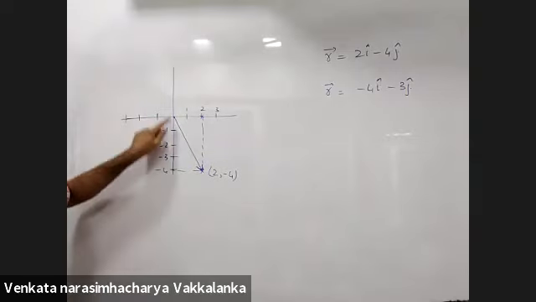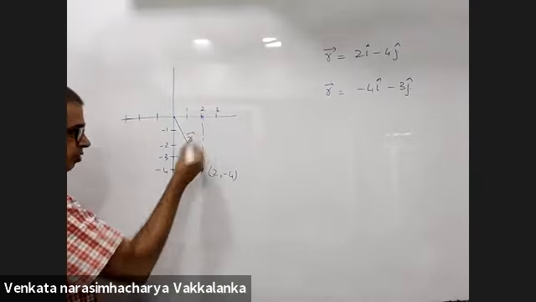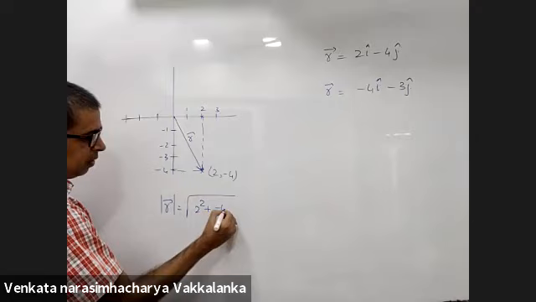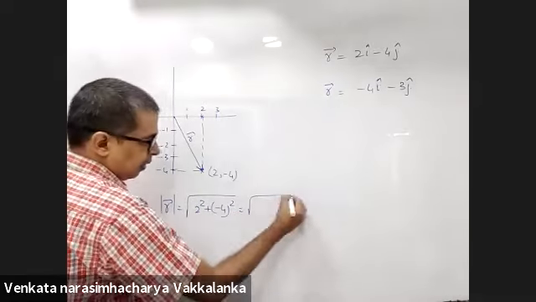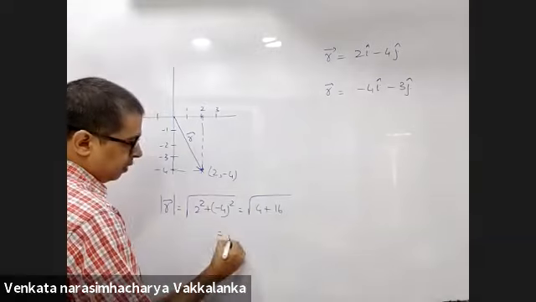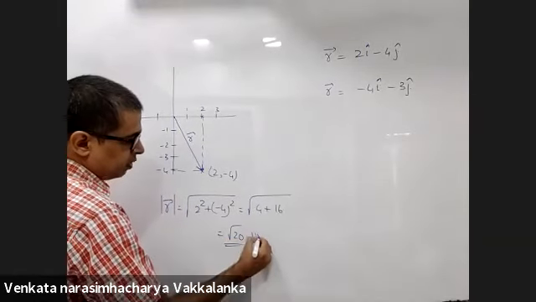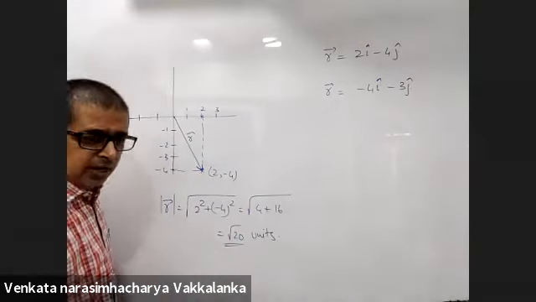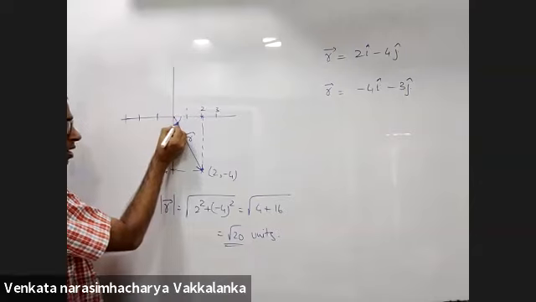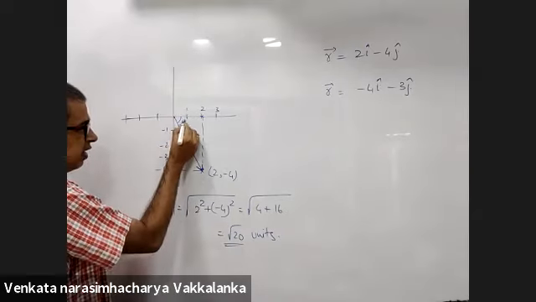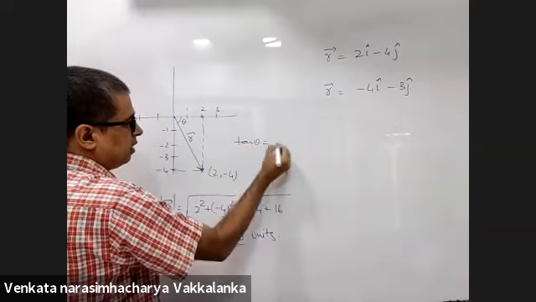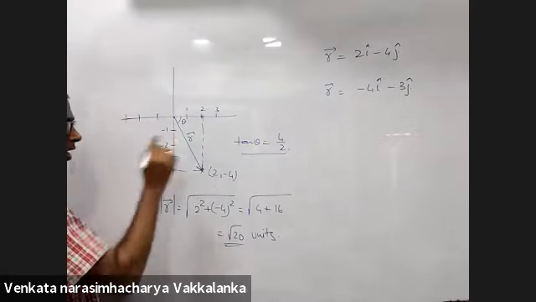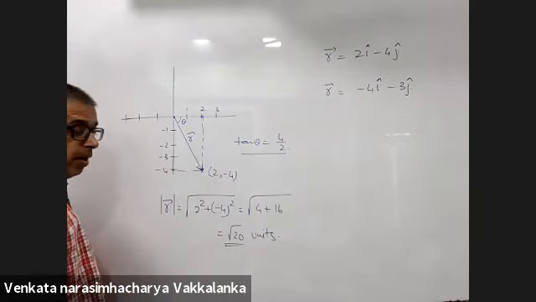I know the magnitude, I know the direction. By the way, what is the magnitude of this vector? Magnitude of the vector is root over 2 square plus minus 4 whole square, 4 plus 16, root 20 units. Direction, I can give you the direction either as the angle made with the x-axis or y-axis. If I take this as theta, tan theta will be 4 by 2, opposite side by adjacent side.